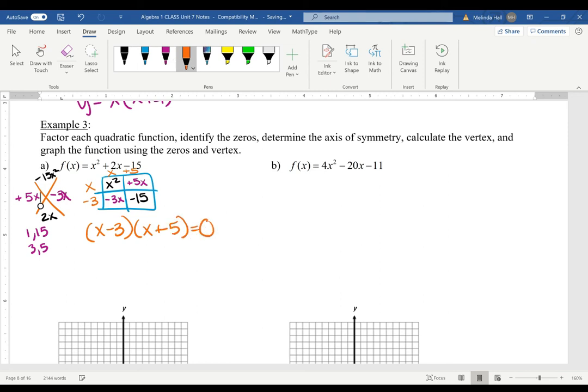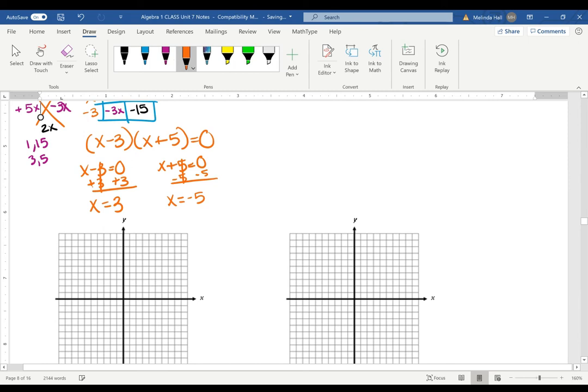And so then to get my zeros, I would say x minus 3 equals 0, x plus 5 equals 0. That would be adding the 3, which gives me x equals 3, and subtracting the 5, which would give me x equals negative 5. And so I can come to my graph and plot those, positive 3 and negative 5.